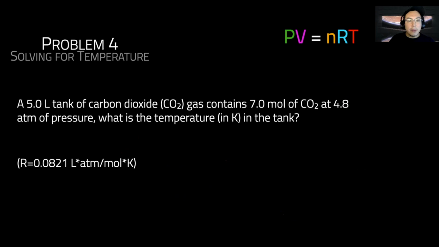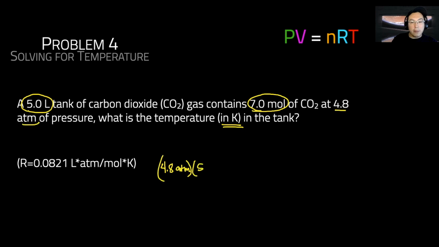For the last example, we can solve for temperature. So in here, let's check the problem. We have a 5.0 liter tank of carbon dioxide gas, which contains 7 moles of carbon dioxide at 4.8 atmospheres of pressure. The question is, what is the temperature in Kelvin in the tank? So we can substitute our values for pressure, which is 4.8 atmospheres. Notice here we're using atmospheres again. 5.0 liter, right, equals 7.0 mole.